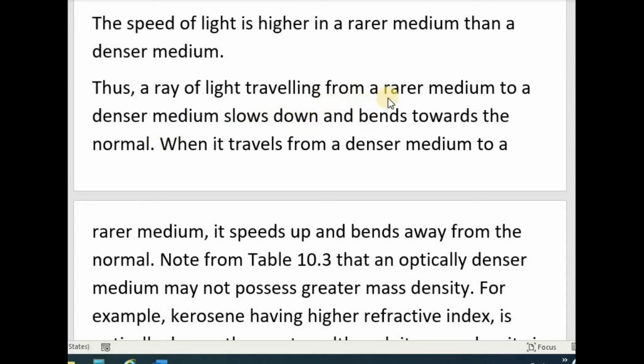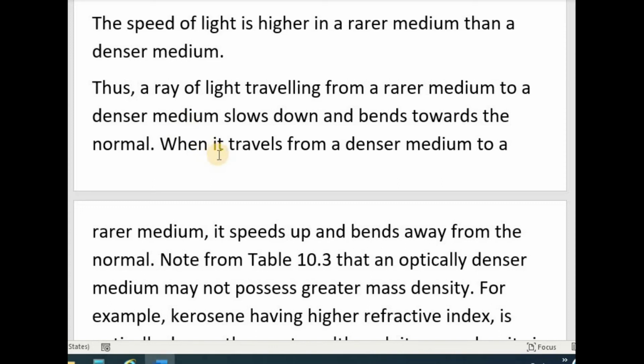The same is the case when the light ray travels from water to glass. Here water is a rarer medium and glass is the denser medium. When a light ray travels from water to glass, the speed of light also slows down and the light ray bends towards the normal.